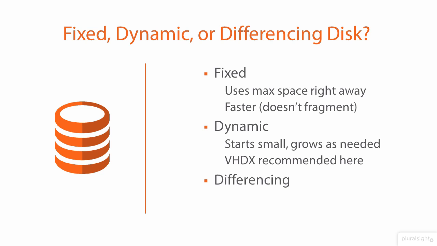Finally, a differencing disk links to a parent of the same type, that is VHD or VHDX, and represents only changes made from the parent image. So these are really useful if you need several VMs that use a hard drive whose contents are largely the same, but only vary slightly from one VM to another.